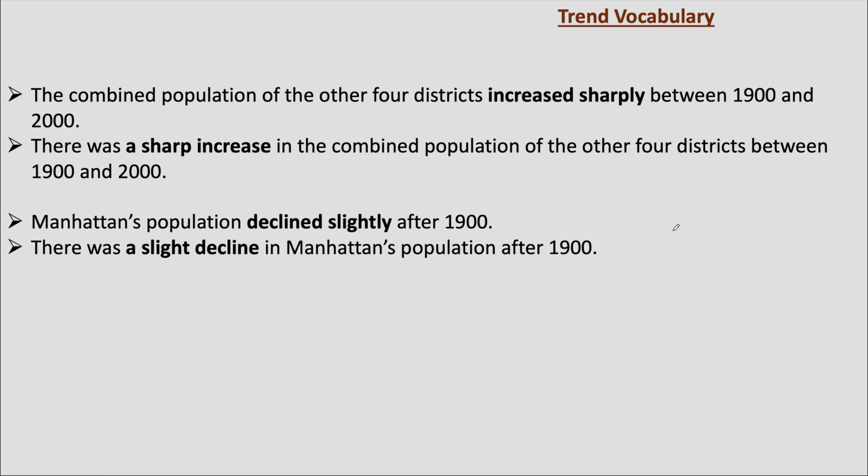Remember, variety is not only about using different words. We can also create variety by changing the sentence structure. The first 2 sentences mean the same thing, and the second 2 sentences also mean the same thing. But we have changed the word form and the sentence structure to create variety.